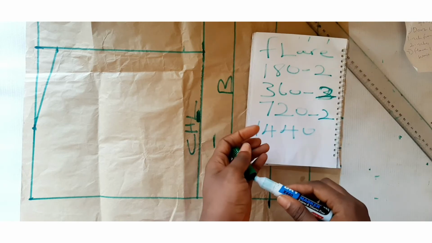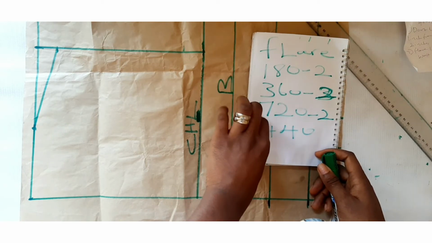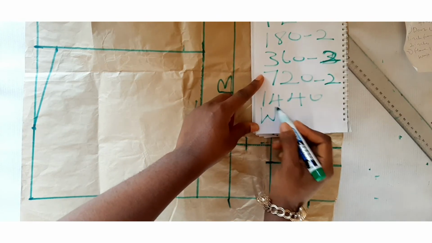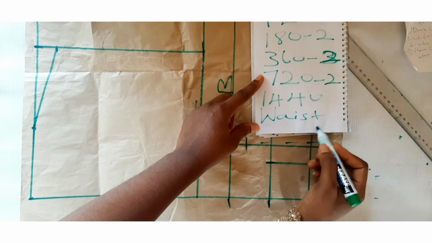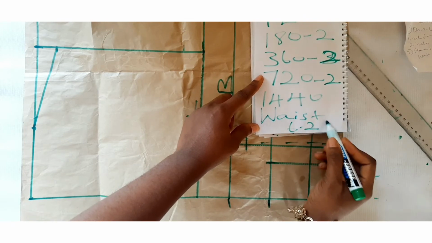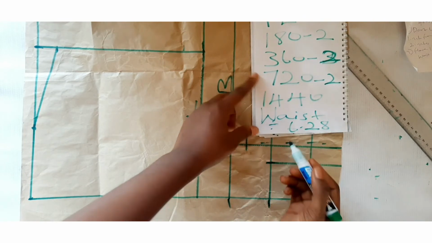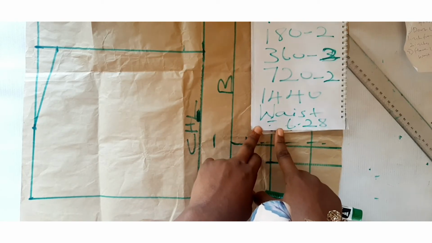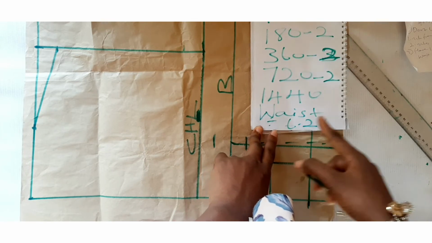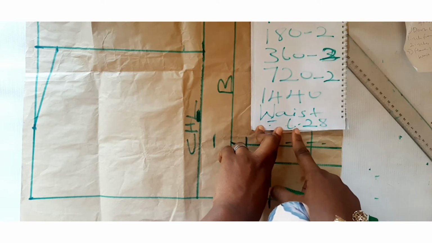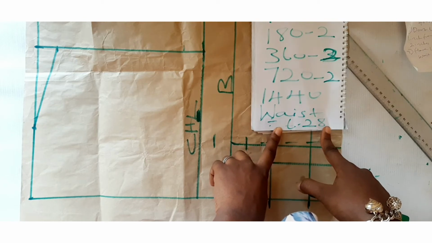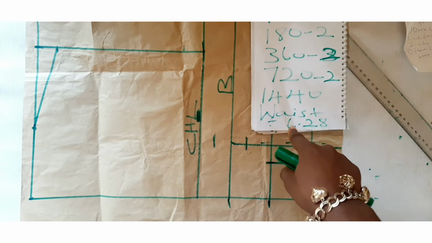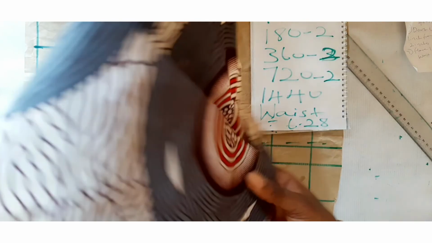And what is the measurement for cutting this flare? The measurement for cutting this flare is dividing your waist by 6.28. If the waist you're working with is 36, you're going to divide this waist by 6.28 to get your flare. And you know how we used to fold our flare.